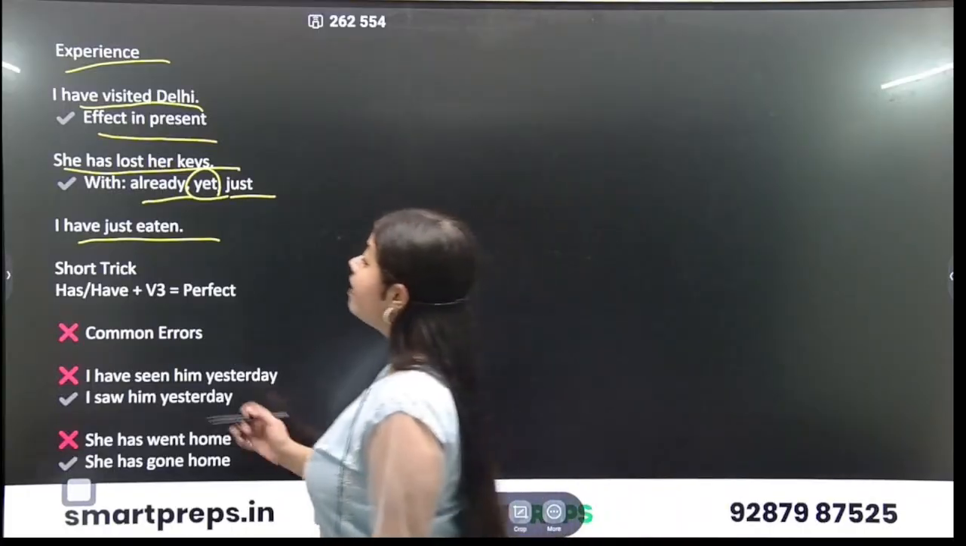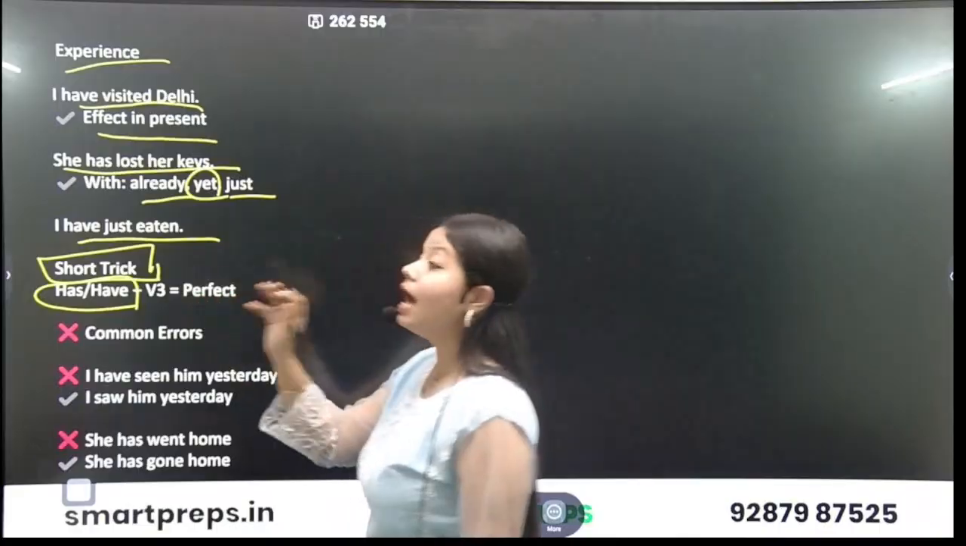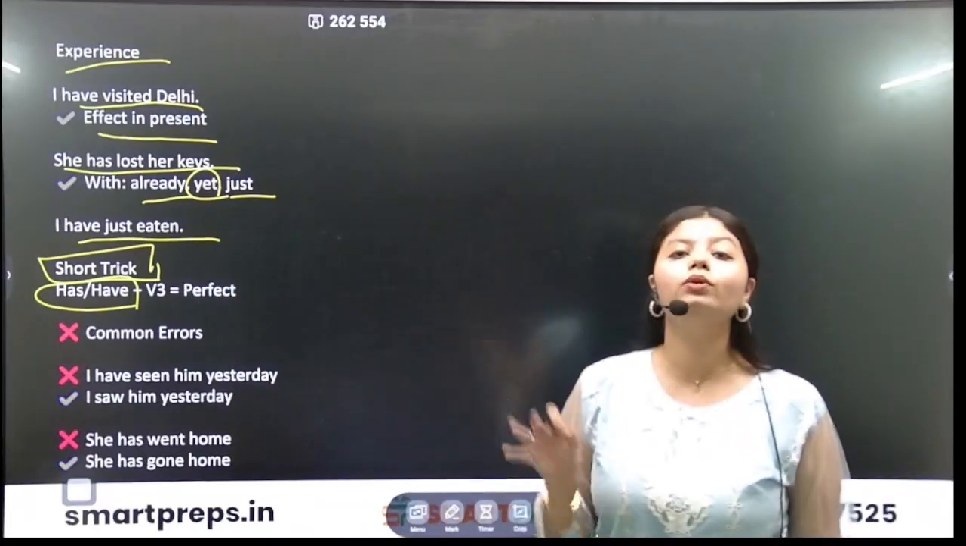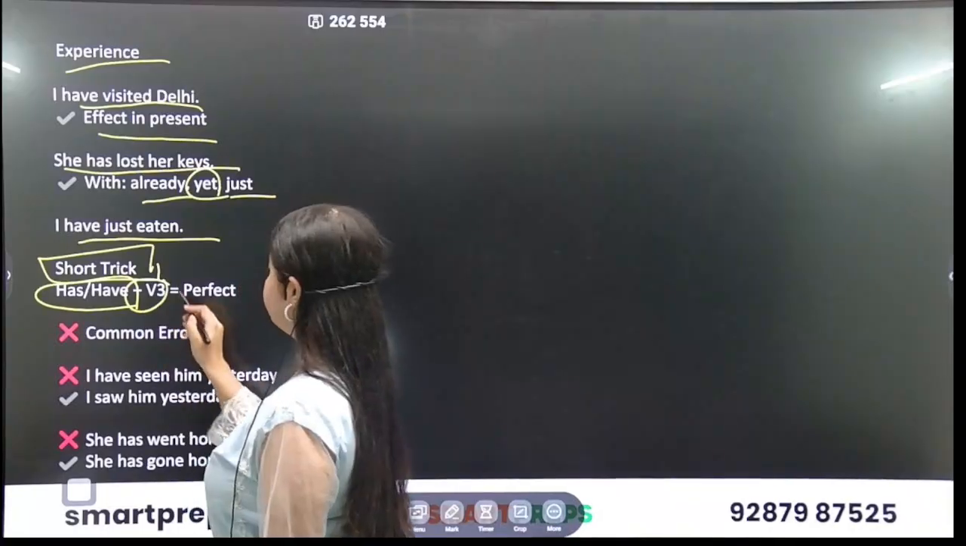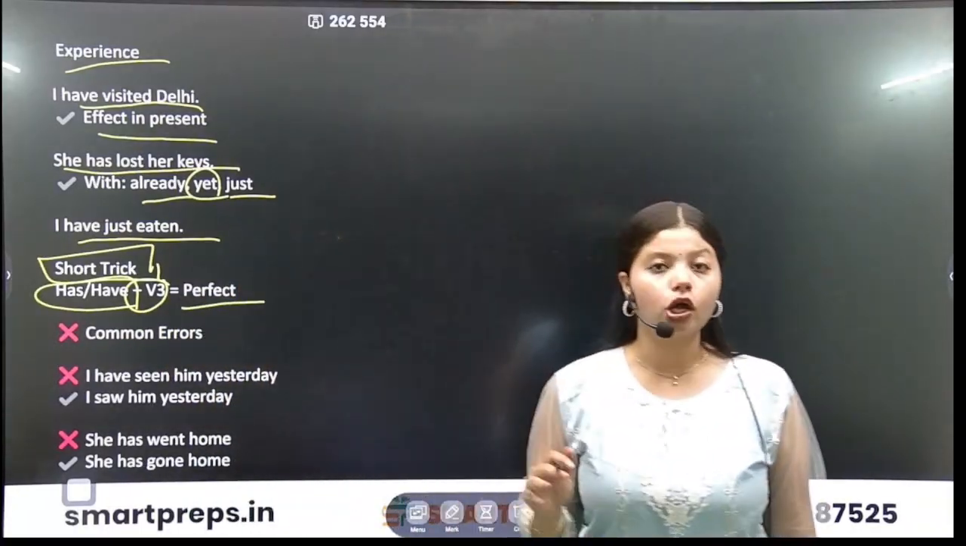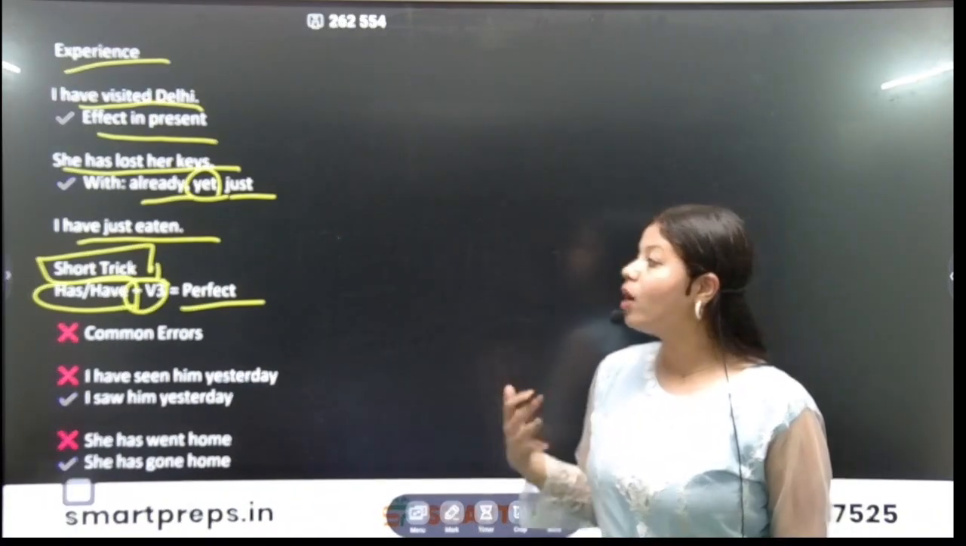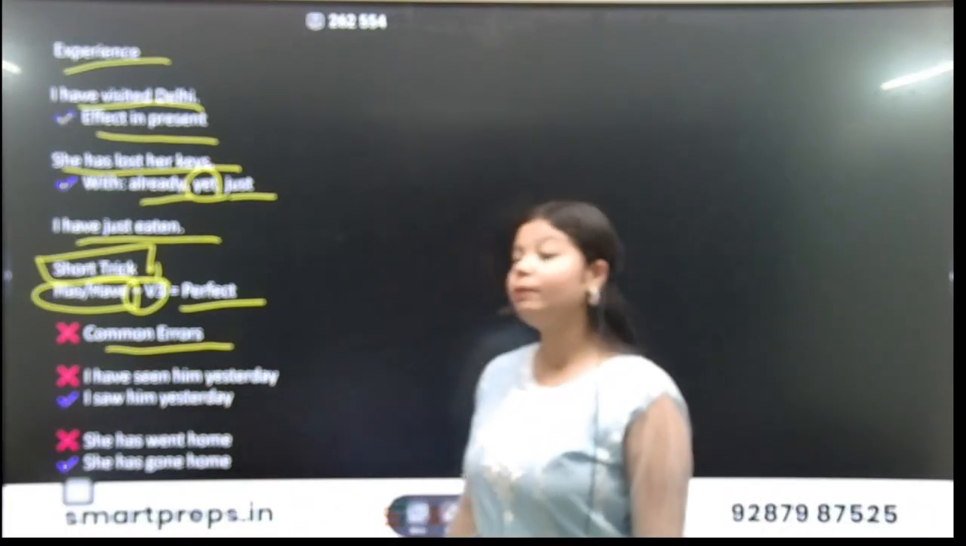You have just eaten recently. Okay, so whenever there is has or have, this is a short trick. Whenever there is has or have, you must know that it is what? It is present perfect tense plus the verb. Okay, this is a short trick. Now let's understand what are the common errors we make in sentences.